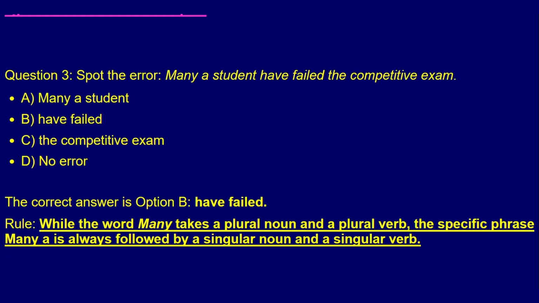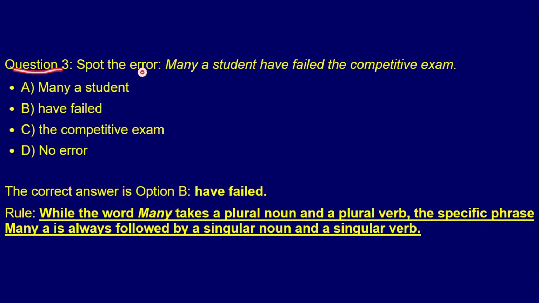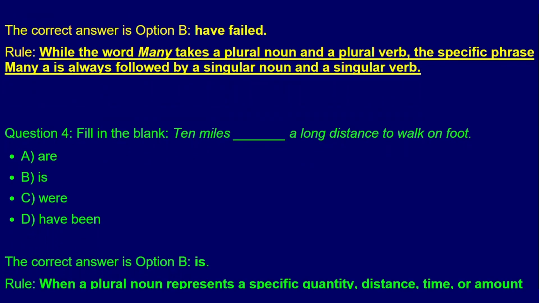Question 3. Spot the error. Many a student have failed the competitive exam. A. Many a student. B. Have failed. C. The competitive exam. D. No error. The correct answer is option B. Have failed. While the word many takes a plural noun and a plural verb, the specific phrase many a is always followed by a singular noun and a singular verb. Change have failed to has failed. This is a top-tier SSC favorite trap.